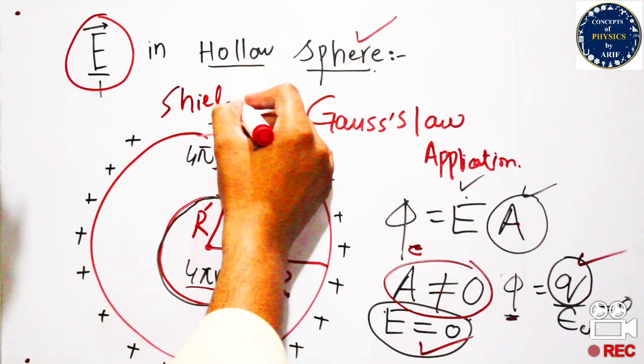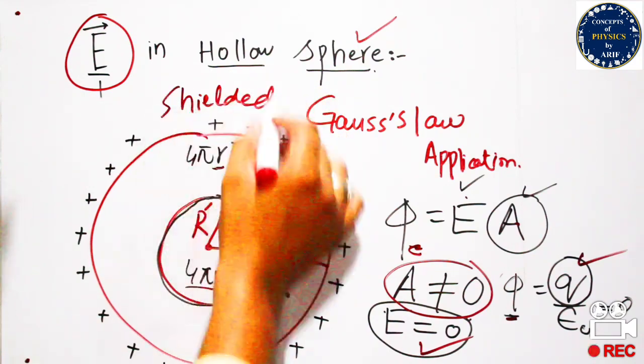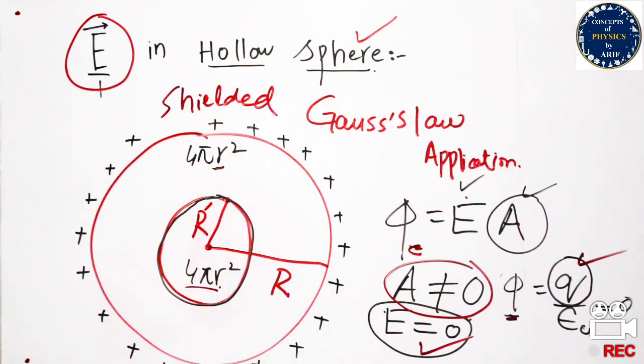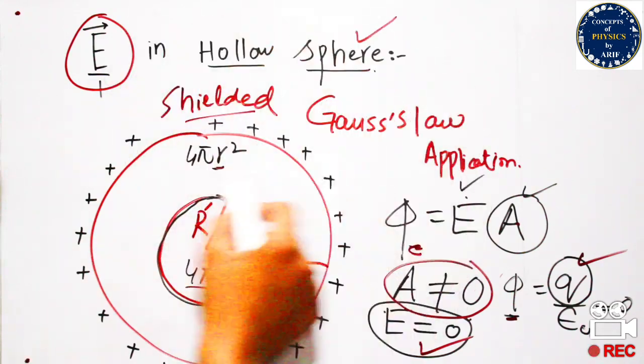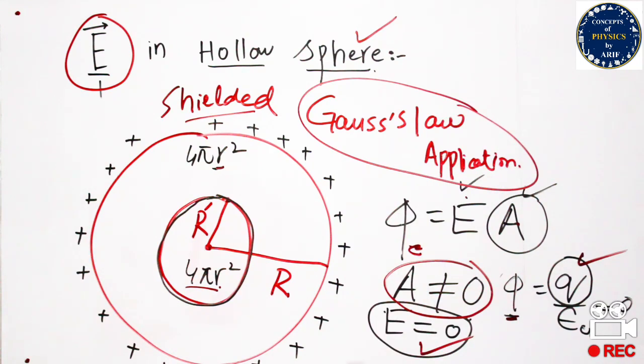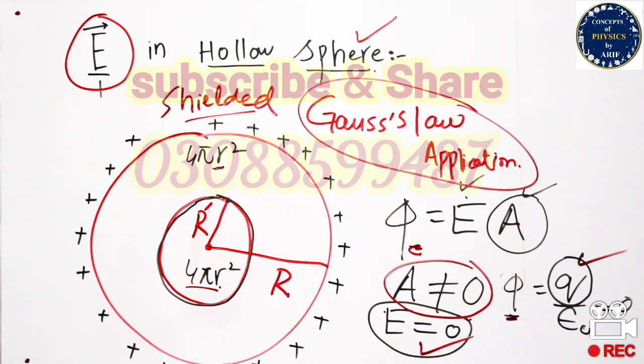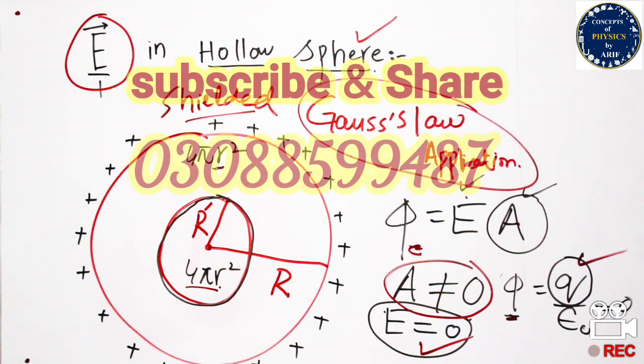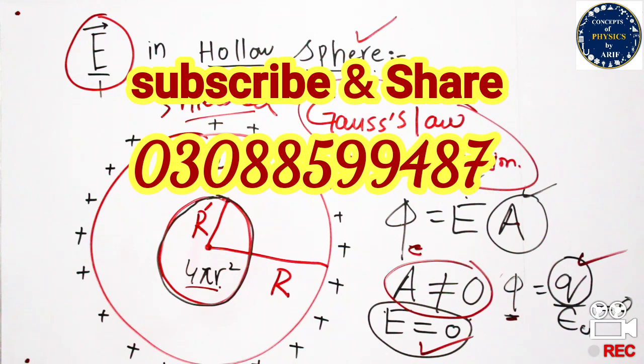This upper boundary consists of positive charges, so it acts like a shield for the hollow sphere, because all positive charges are equally distributed in that region, and this is the first application of Gauss's law. In the next lecture we will discuss the second application of Gauss's law, which is the electric field intensity of the infinite sheet.